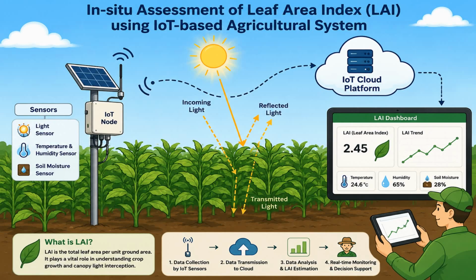Now a farmer can access this information by using a tablet or smartphone for real-time monitoring and decision making. So this will enable better irrigation management, crop health assessment, and yield prediction. So overall, the system demonstrates how IoT technology can support farming by providing accurate, continuous, and automated crop monitoring directly in the field. So here you can see the definition of the LAI, and here this is the working.